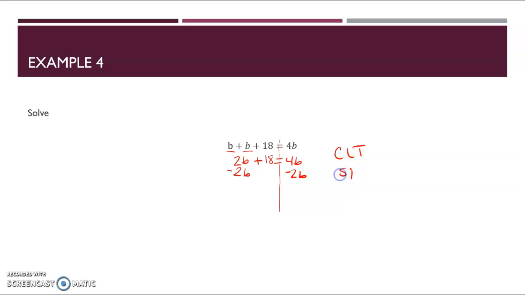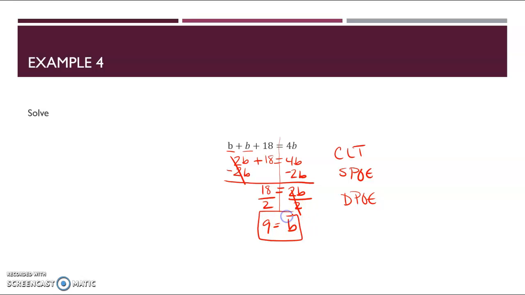We're going to do the subtraction property of equality. Then 2b minus 2b is 0, and we're left with 18 on the left. 4b minus 2b is 2b. Our last step is to get the b by itself, so we divide both sides by 2, the division property of equality. 18 divided by 2 is 9, and we're left with b on the right-hand side. So 9 equals b. Technically, the symmetric property says you could also say b equals 9.